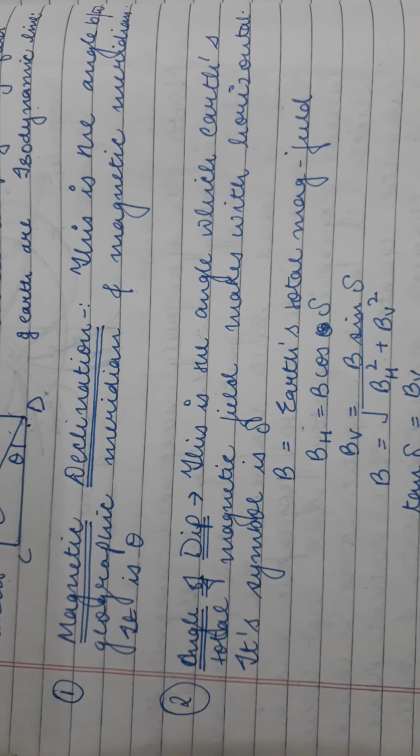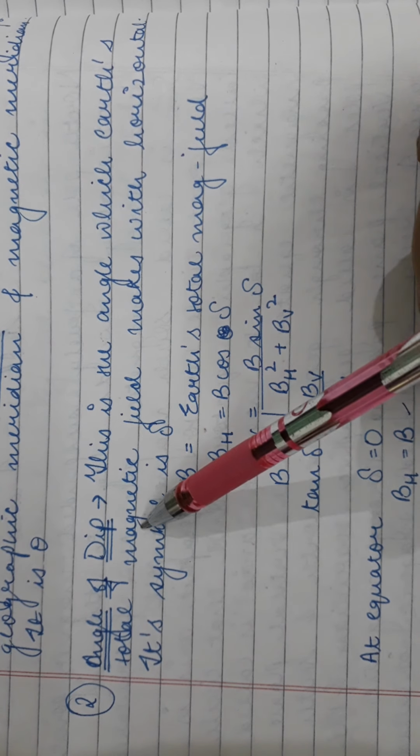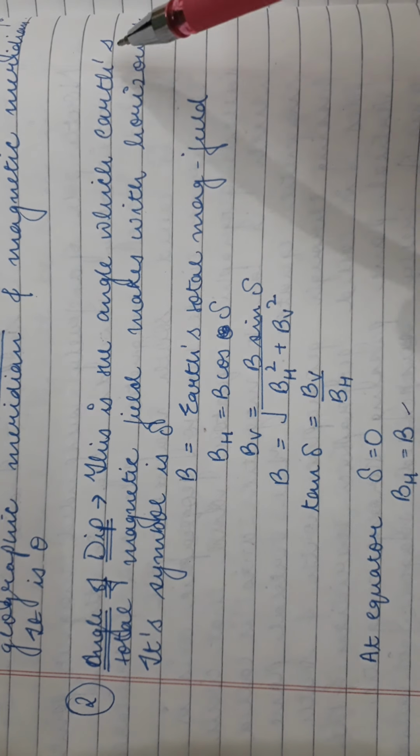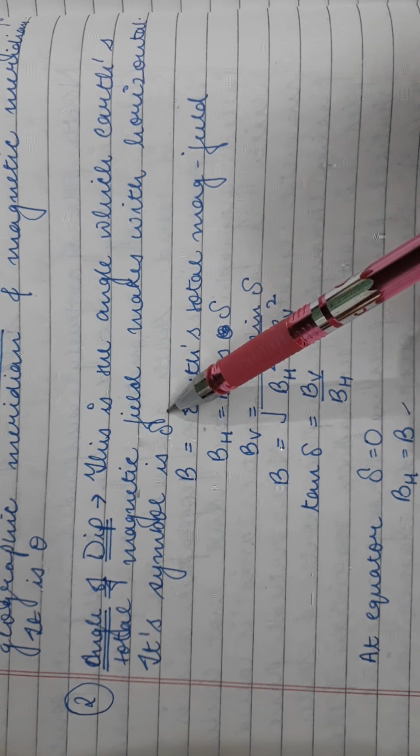This is important. Angle of dip is important. A question is asked in the exam from this part, angle of dip. This is the angle which Earth's total magnetic field makes with the horizontal direction. Its symbol is delta. So in the diagram, there are two angles I have shown.